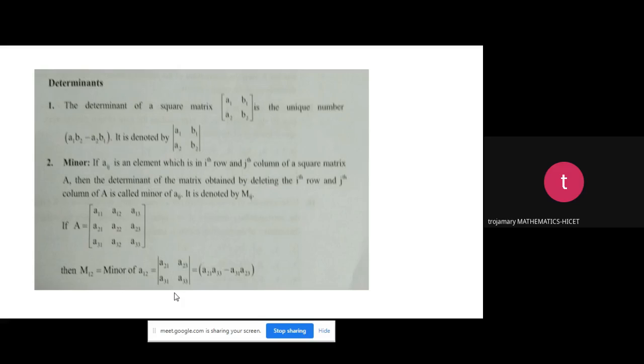Okay. Then minor. If Aij is an element in the ith row and jth column of a square matrix A, then the determinant of the matrix obtained by deleting the ith row and jth column of A is called the minor. So leaving the corresponding row and the corresponding column, the value of the determinant of the remaining elements is called the minor of that element. Okay? So this is called minor.